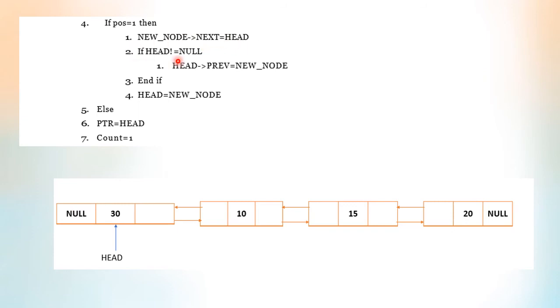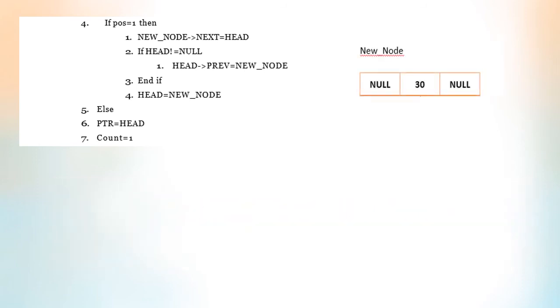So the new node's next part is assigned with head. And if head was not null, it means there is already a doubly linked list. In that case, head's previous is pointing to the new node. So this is the code for inserting a new node at the beginning of a doubly linked list. And if head was equal to null, it means there was no doubly linked list, so you have to point head to the newly created node. So this is the only node in the doubly linked list after the insertion.